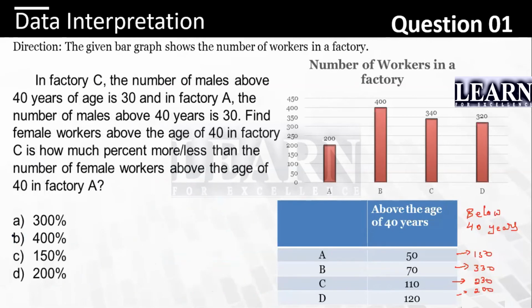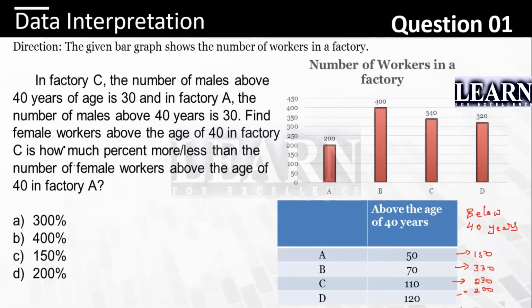In factory C, the number of males above 40 years of age is 30, and in factory A, the number of males above 40 years is 30. Find the female workers above the age of 40 in factory C, how much percent more or less than the number of female workers above the age of 40 in factory A. Okay, we'll start solving one by one, part by part here.